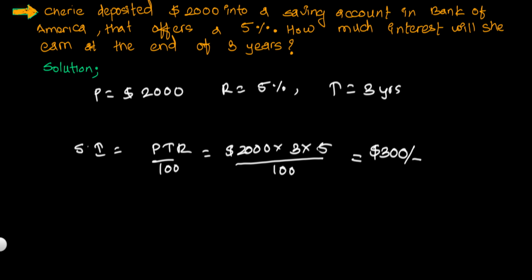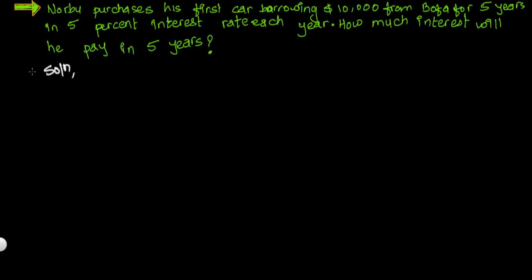Now let us see another problem regarding simple interest. In this example, Norbu purchases his first car, borrowing $10,000 from Bank of America for 5 years at 5% interest per annum. How much interest will he pay in 5 years? So our principal amount P is $10,000. The time is 5 years, and the rate is 5%. Now we are supposed to find the simple interest after 5 years.